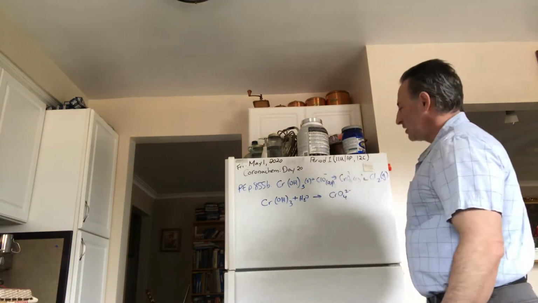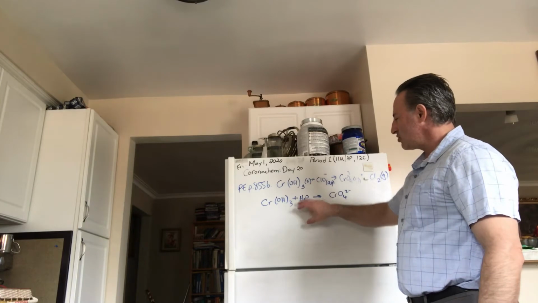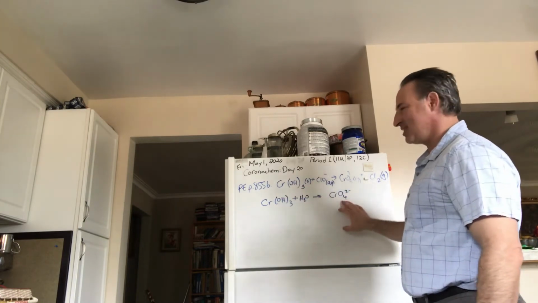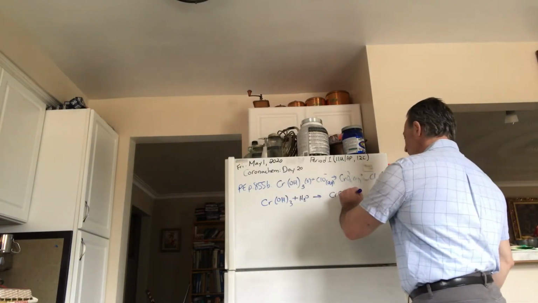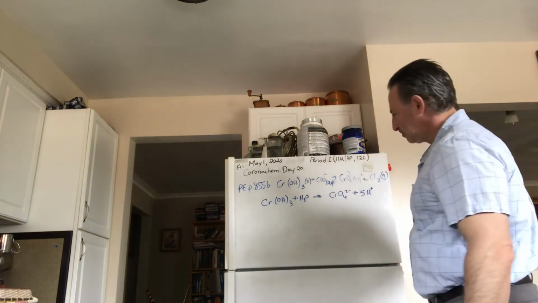Then we're going to balance the hydrogens. If you look on the left side, you have 3 hydrogens plus 2 hydrogens. There's 5 hydrogens on the left, 0 hydrogens on the right. So we're going to balance that by adding 5 hydrogens in the form of H+.